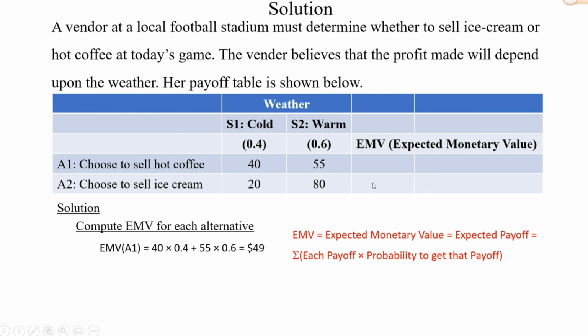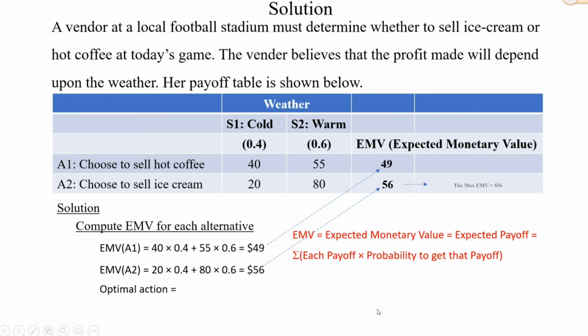49. Enter here. Similarly, EMV of action 2 is 56: 29.4 plus 89.6. Record there. So there are two values. What is the maximum? 56. The corresponding action is action 2. Sell ice cream. This is the way.